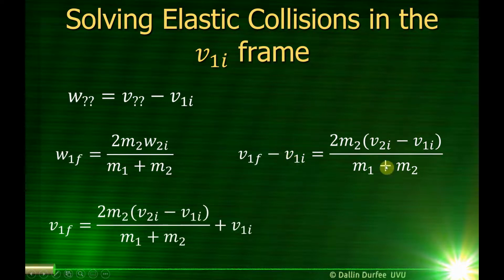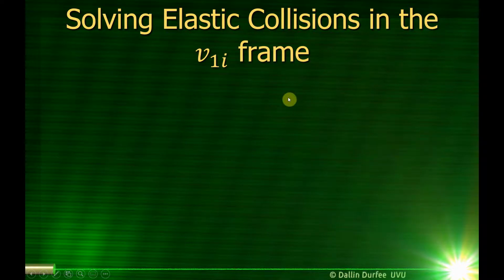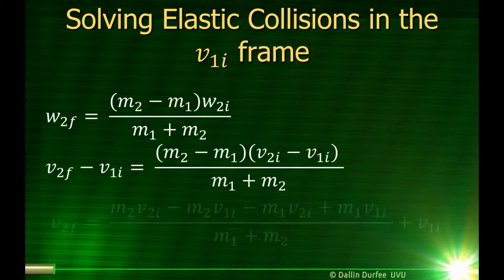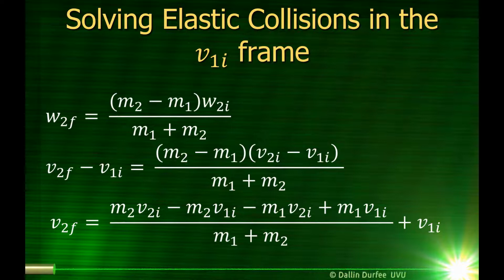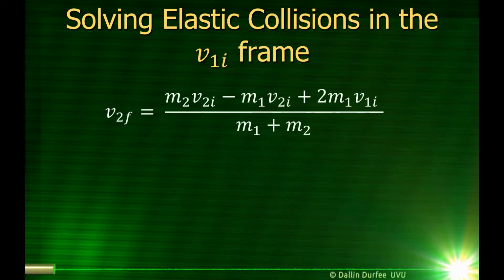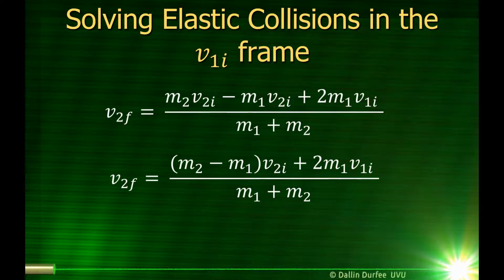I just add v1 initial to both sides, and then I do some simplification, just some basic algebra, and then I find that my final velocity is this. So here's the final velocity for particle 2.